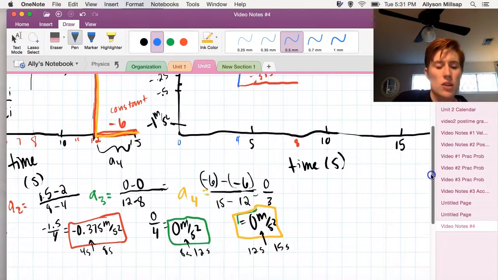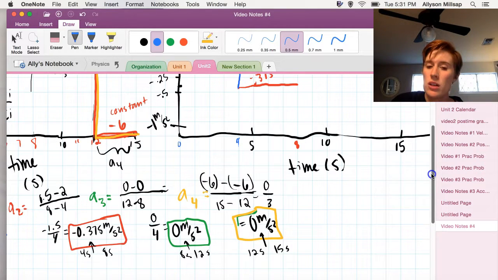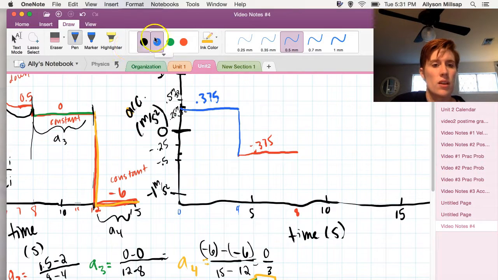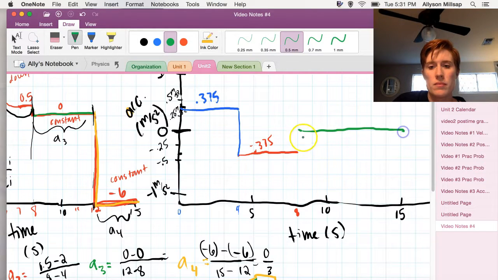Then I have acceleration of 0 and 0. So really it's 0 from 8 seconds to 15 seconds. I'll just put it in green. 0 meters per second squared. All of these are meters per second squared.